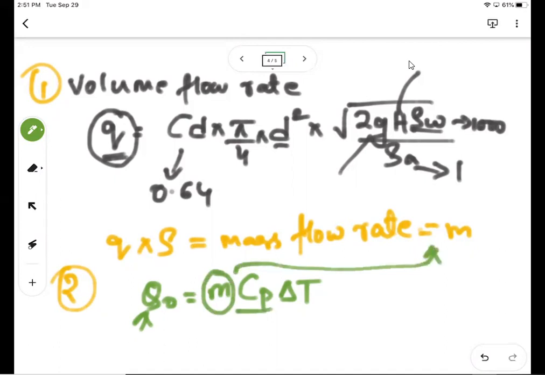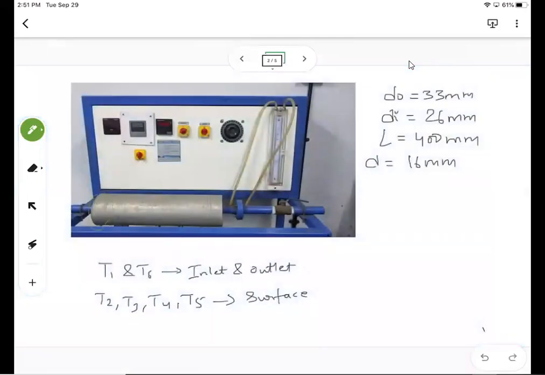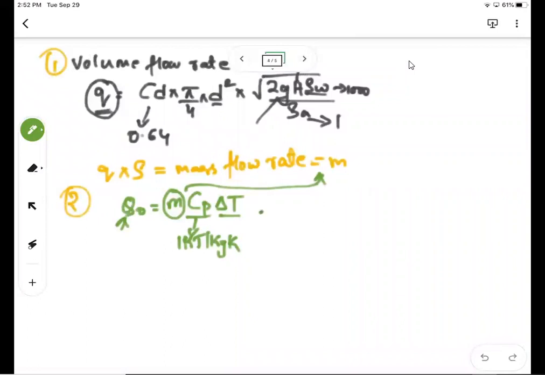Okay, Cp of air, which is usually taken as 1 kilojoule per kg Kelvin. And delta T over here is nothing but outlet temperature minus inlet temperature. That is the change in temperature of the thermocouples present over here and over here. So that is nothing but given by T6 minus T1. This will give you the change in temperature.